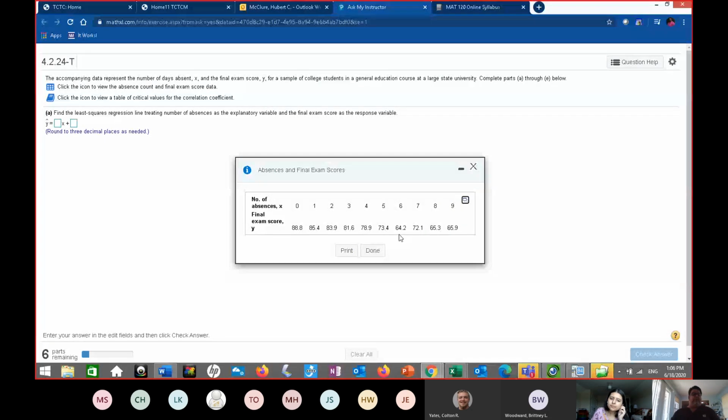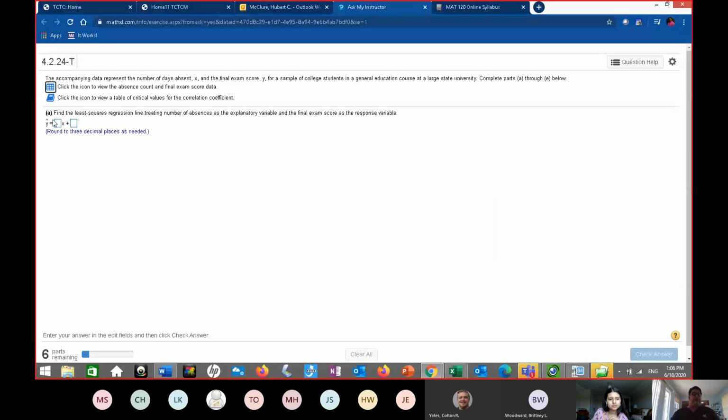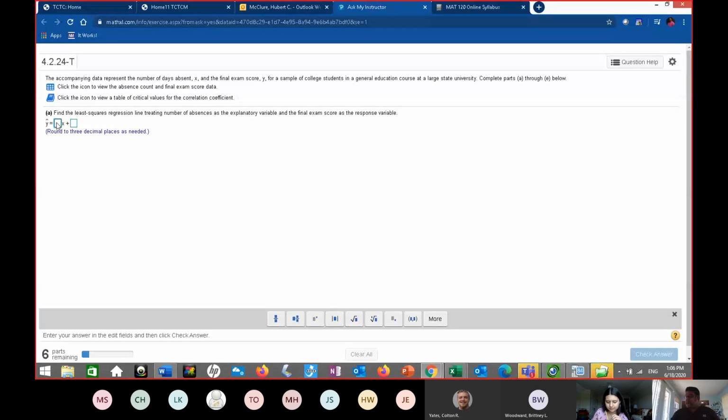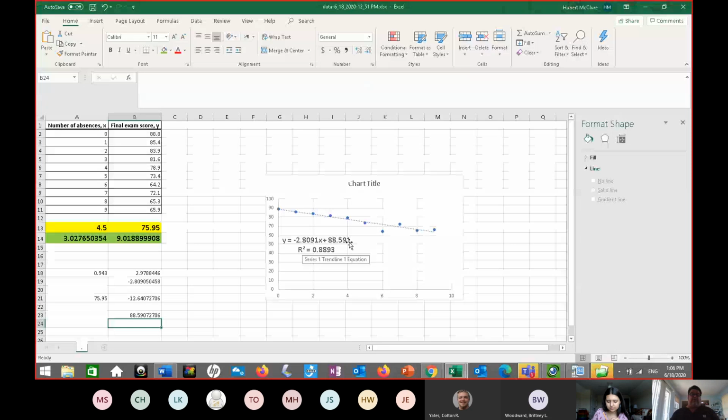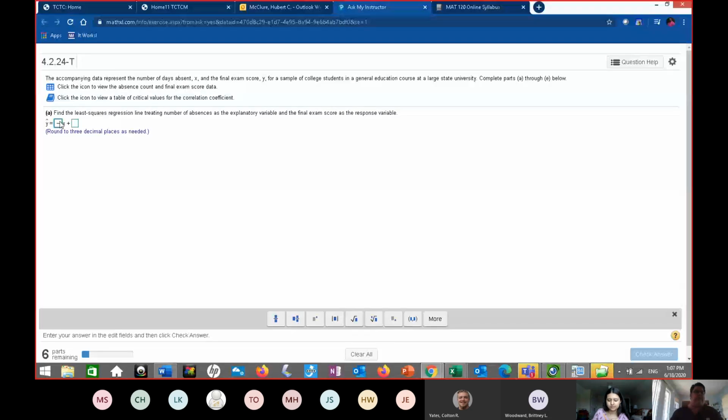Okay, but I don't know if they're going to ask. All right, here we go. Round to 3 decimal places. So that's going to be, dang, I got to pull it back up. 2.809 and 88.591. I'm not going to remember it. Negative 2.809. I remember that. Negative 2.809. And give me the other one. 89 point what? 591. 591.